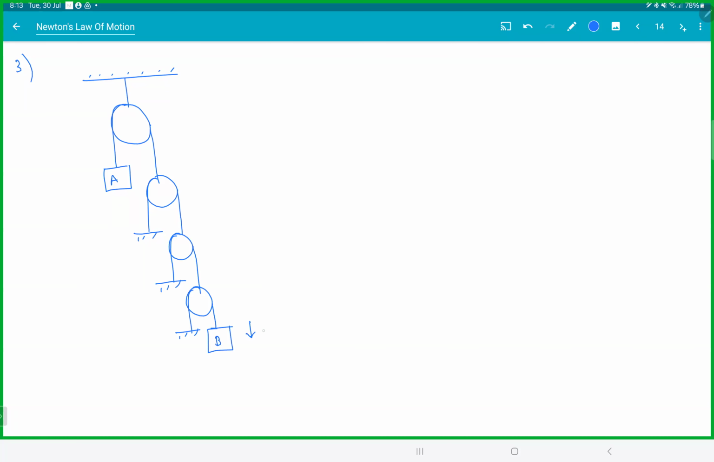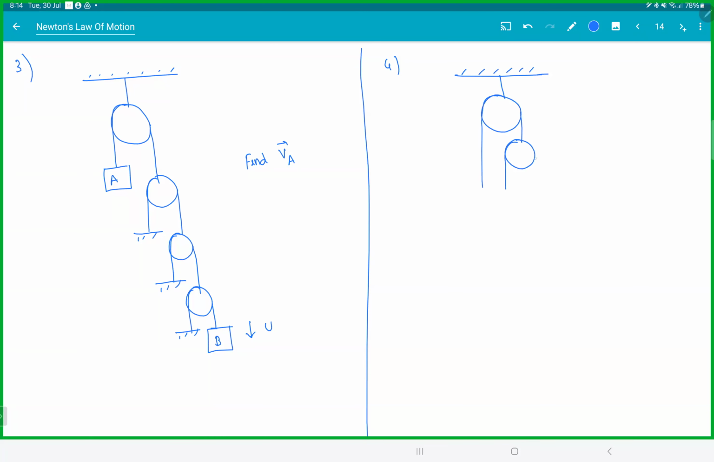This is B. So if B is going down with speed U, find VA. Now here, if you try to use method 1, you'll die. There are 4 different strings. Let's get them.